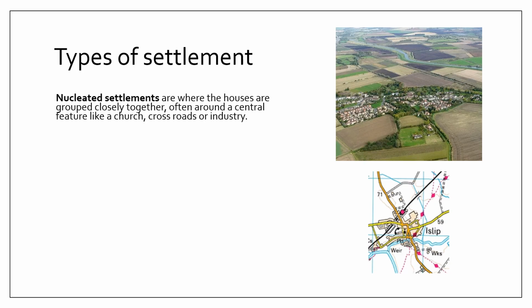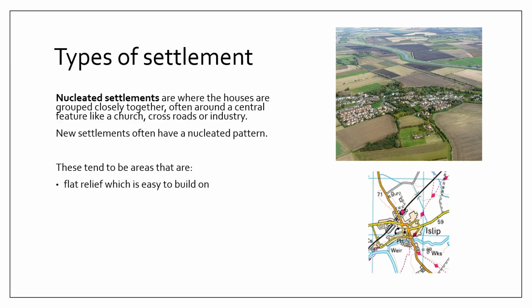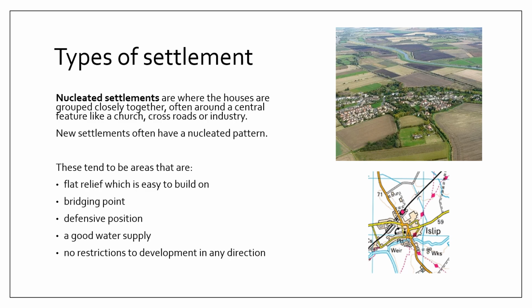The other type of settlements, the final ones, are nucleated settlements. These are where houses are grouped closely together, often around a central feature like a church, crossroads, or a particular industry. New settlements tend to have this pattern, and they tend to be found in areas that have flat relief, because it's easy to build on, maybe at bridging points, in a very defensive position, with a good water supply, and no restrictions to develop in any particular direction.